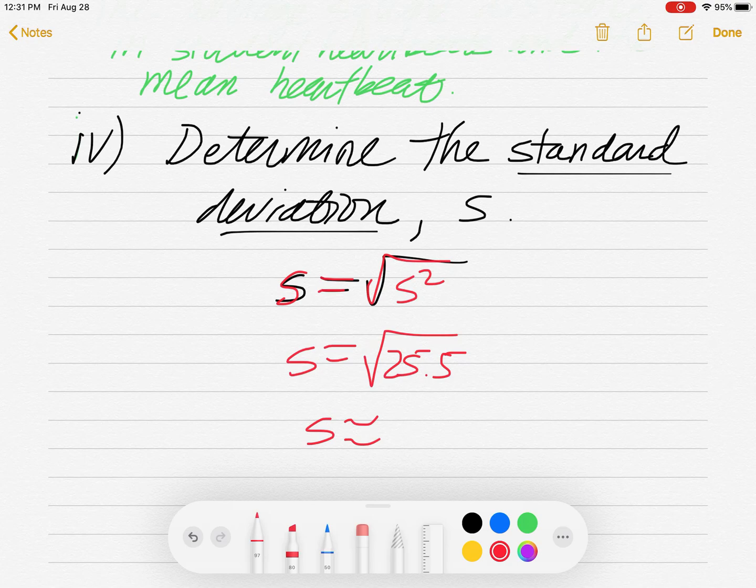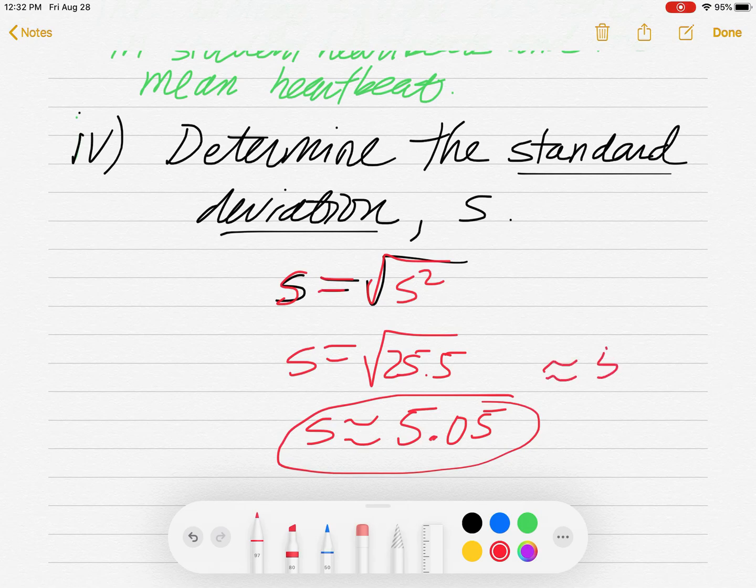So what happens when you take the square root of that? You get like 5.0 something. I'm going to say it's about 5.05. Or if you want to say 5.1 roughly, you could. I've rounded it to 5.05, the second decimal place. You could go to another decimal place. The more decimal places you go, the more accurate you are, but it doesn't really matter. 5.1 would be okay as well. It doesn't matter to me.